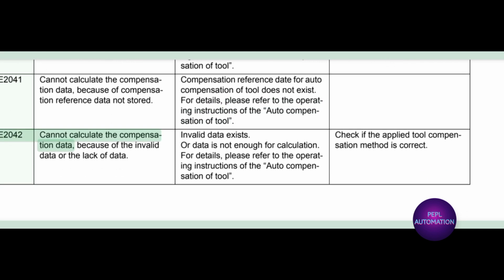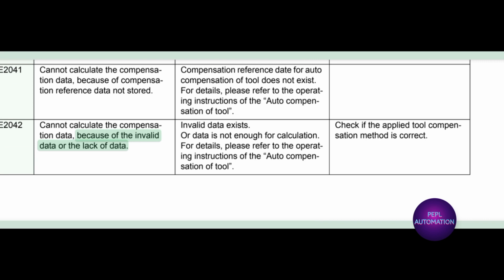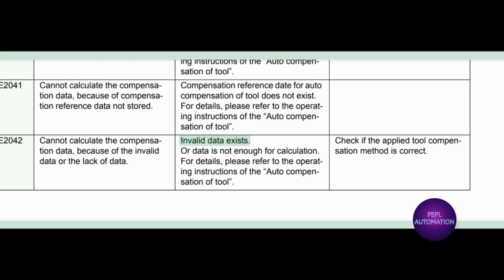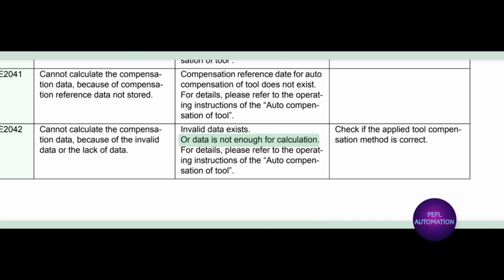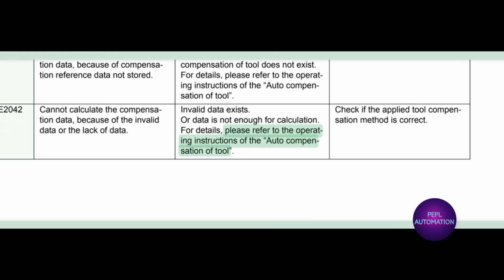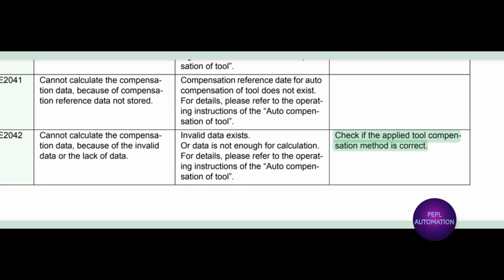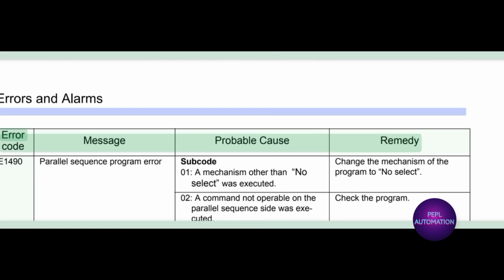E2042 Cannot calculate the compensation data, because of invalid data or the lack of data. Invalid data exists, or data is not enough for calculation. For details, please refer to the operating instructions of the auto compensation of tool. Check if the applied tool compensation method is correct. Error code, message, probable cause, remedy. Errors and alarms.